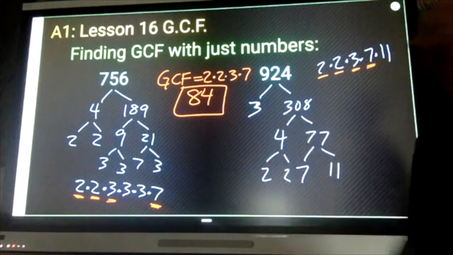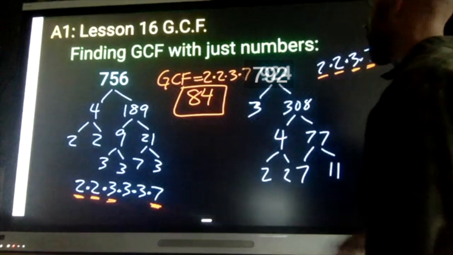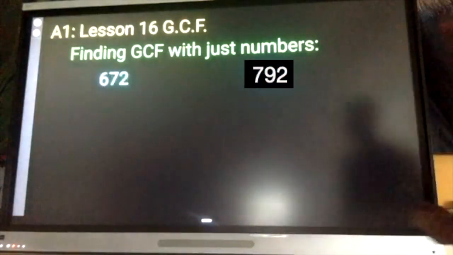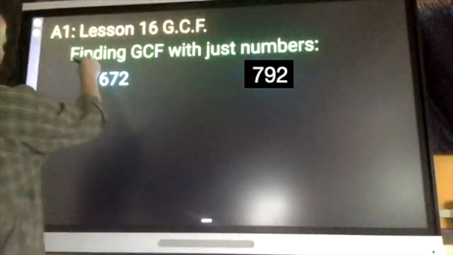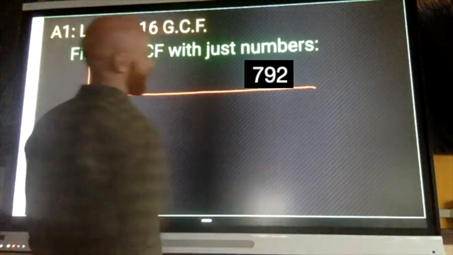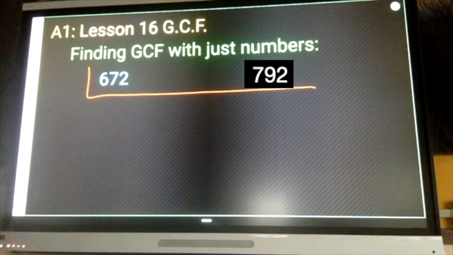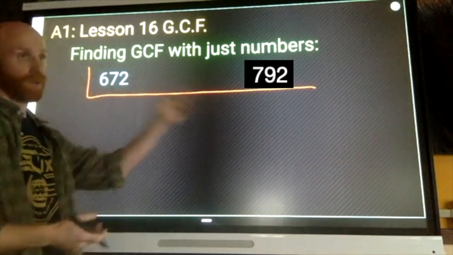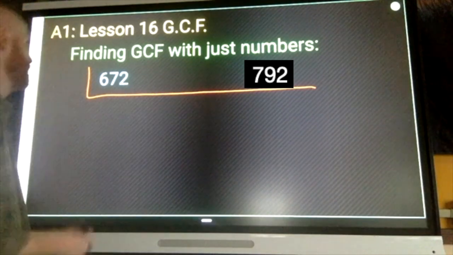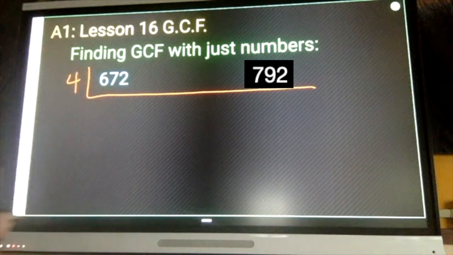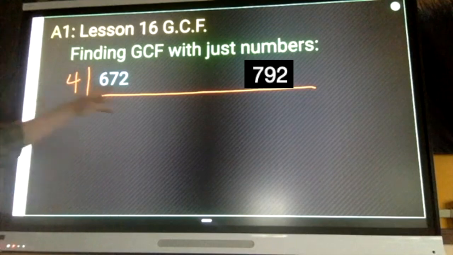If you don't like that way, there's another way. So I'm gonna do this with a different example. Okay, you kind of gotta ask the same questions, but this way some people find it a little bit easier. First, you have to pick a number that you know divides both of the numbers that you're trying to find a GCF of. So, for example, I say 4 divides this, and then you do your division.